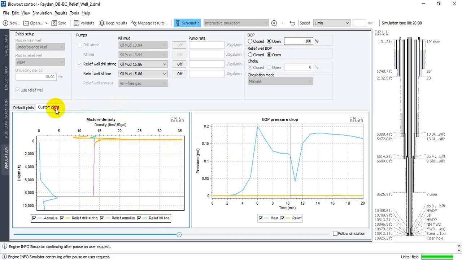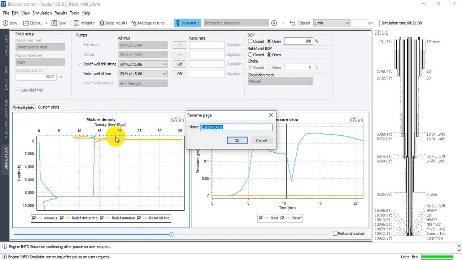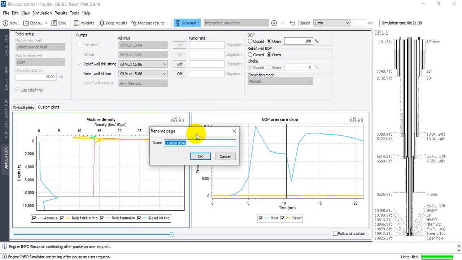I can rename here if I want, from mixture density to blowout pressure drop. I can write anything: blowout preventer, in English, blowout preventers pressure drop.